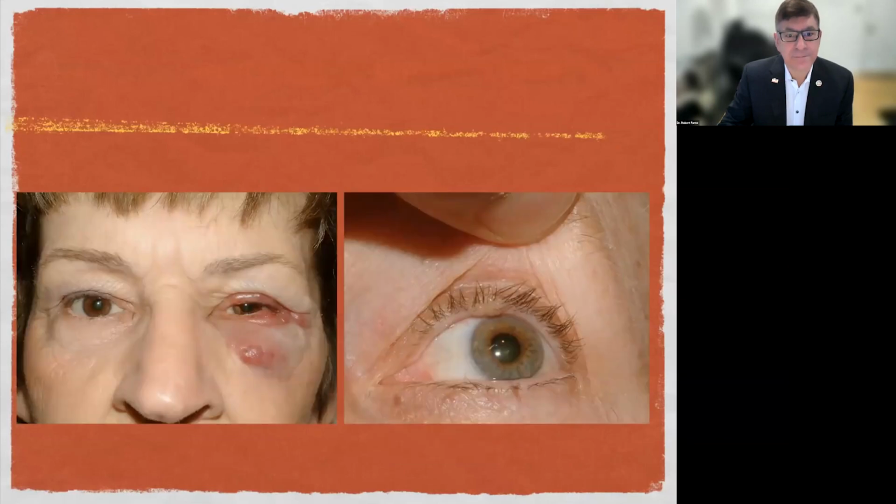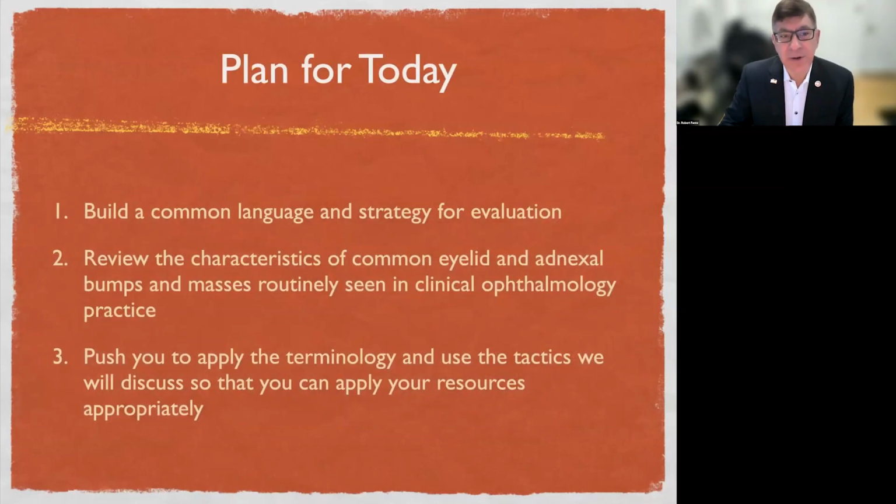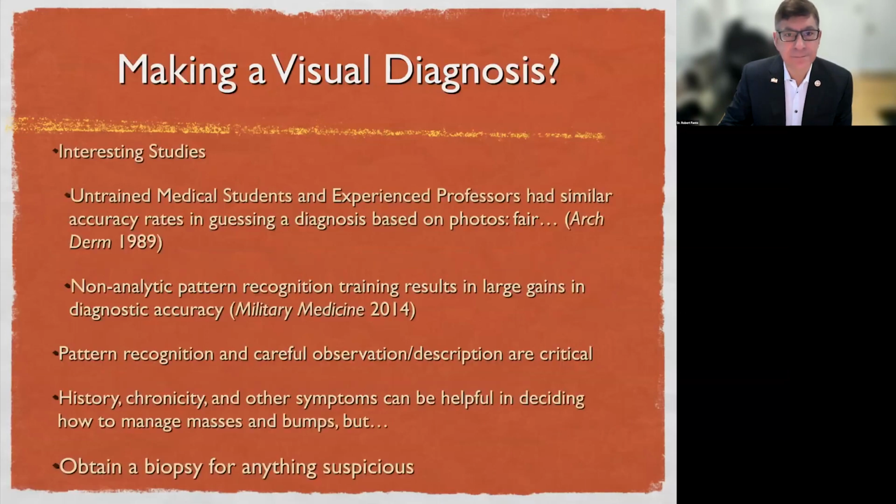ASOPers. So today we're going to be talking about a variety of different masses. As you can see from these two pictures, some of them might be a little more severe than others, and most of them we'll be able to at least attempt a visual diagnosis. Today, we're going to build a common language and a strategy for evaluation. We're going to review the characteristics of common eyelid and adnexal bumps and masses that are routinely seen in clinical ophthalmology. And then I'm going to push you to apply the terminology and use the tactics that we'll discuss so that you can apply your resources appropriately wherever you are.